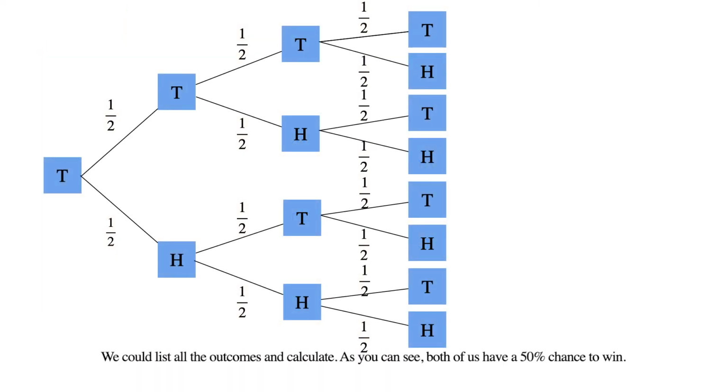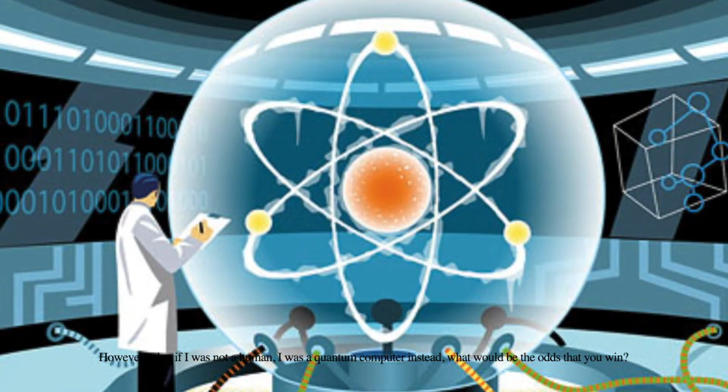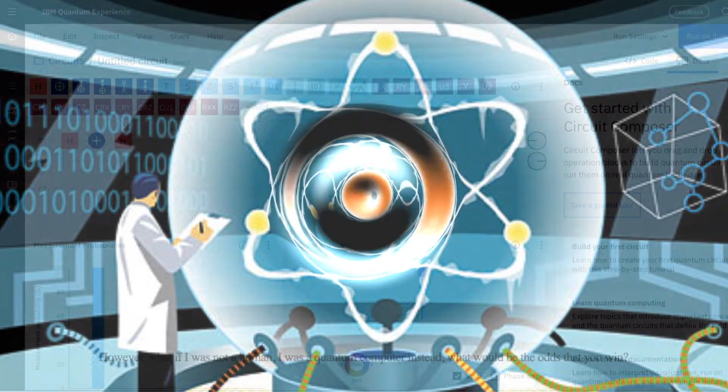We could list all the outcomes and calculate. As you can see, both of us have a 50% chance to win. However, what if I was not a human? What if I was a quantum computer instead? What would be the odds that you win?